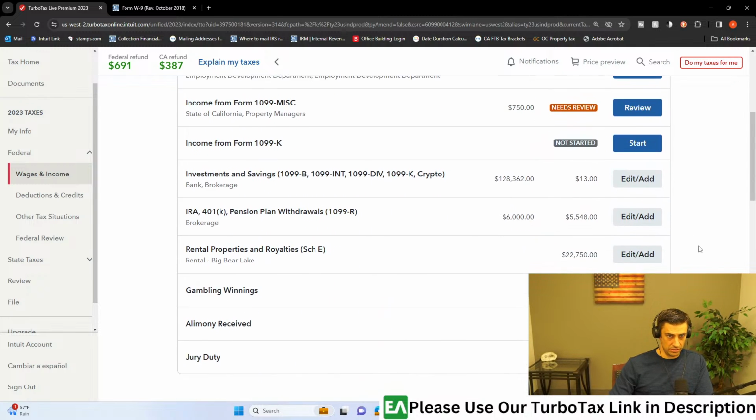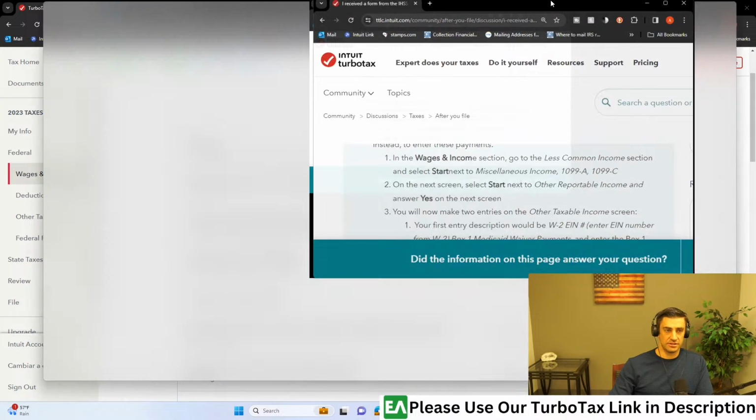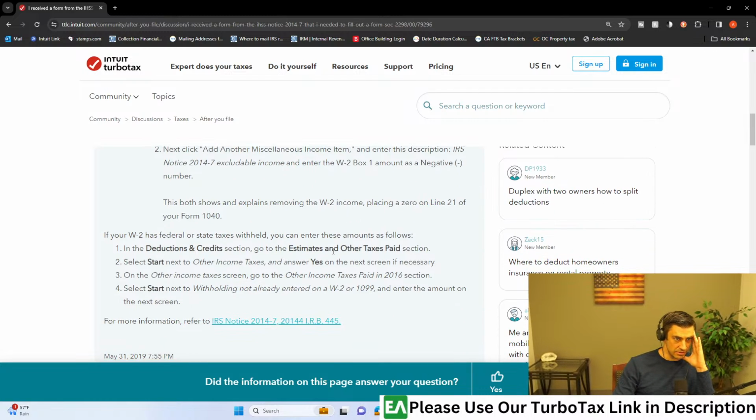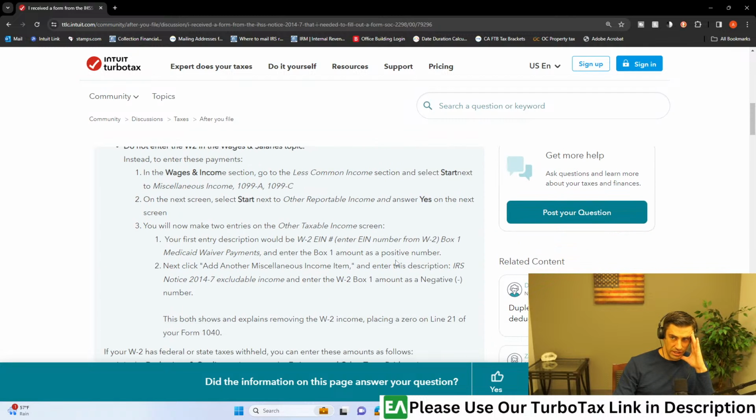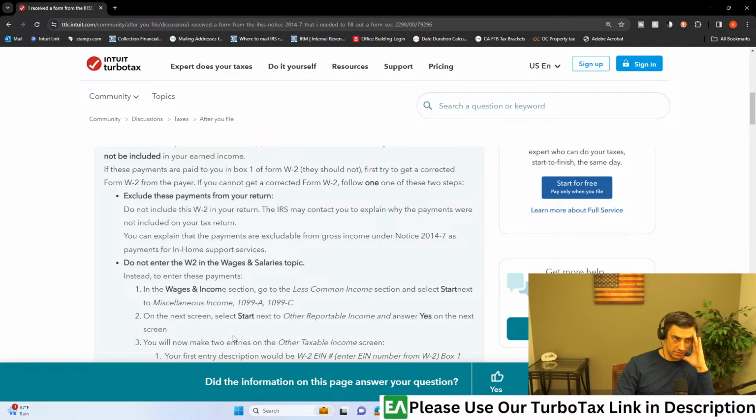So there it is. It should be. I would never advise to do it that way, though. If your W-2 has furlough, you can enter the amounts on deductions of credit, estimates of the paid taxes. Select, I would never do it this way. Okay. Generally, the way when I do these tax returns is I do enter it on the W-2 section, and then I take it out this way is what I do. It's telling us, exclude these payments from your return.